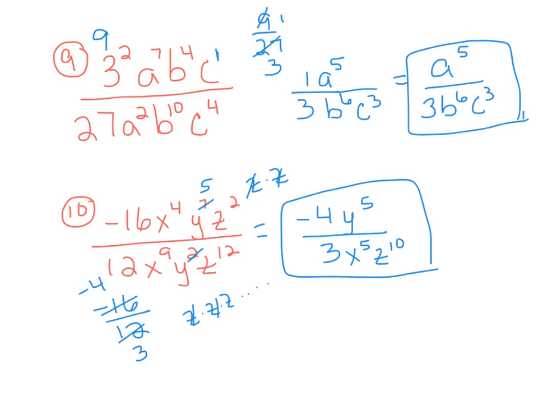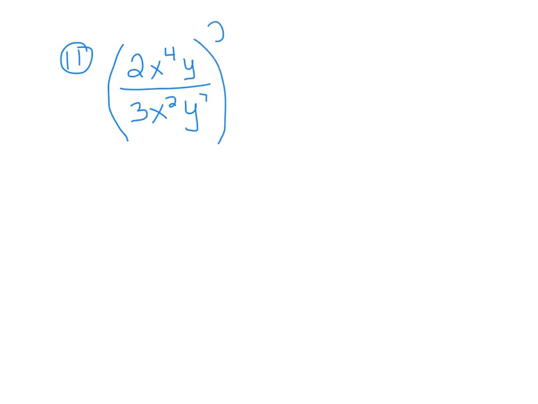All right, so now, are you ready? Remember last section, we had parentheses. All right, so here we go. If you have this, 2x to the fourth y over 3x to the second y to the seventh. If the whole thing is to the second power, okay, here's what's happening. You have to take everything to that exponent, just like we did when we multiplied. So ready? So here's what this turns into.